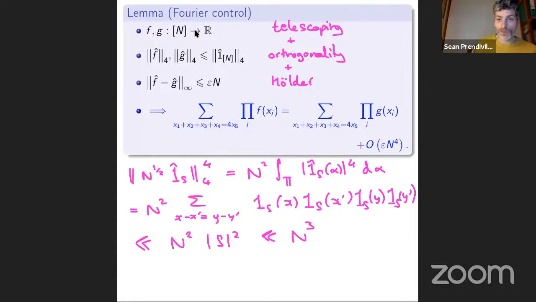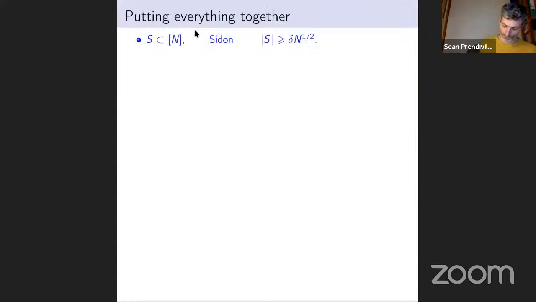So the upshot of all of this is that the solution count for our dense model is comparable to the solution count from our rescaled Fourier transform. So let's put everything together. We've got a Sidon set. It's dense as a Sidon set. It takes up a delta proportion of the maximum possible size.